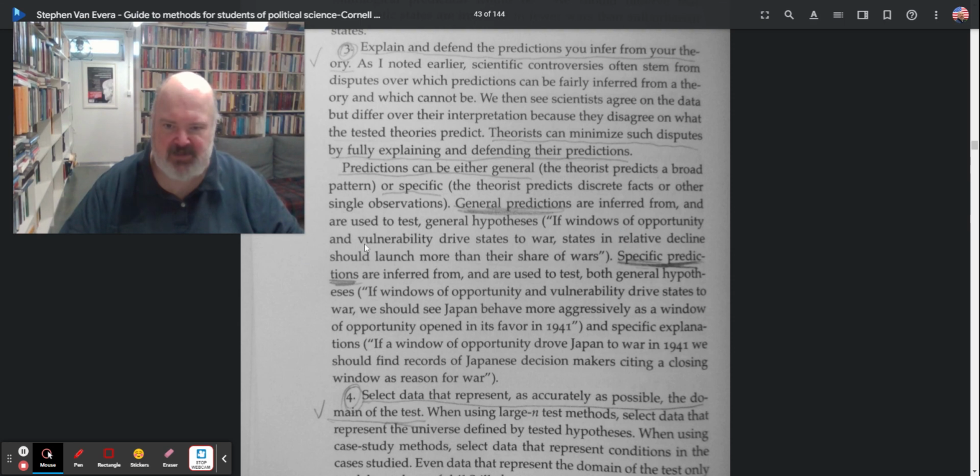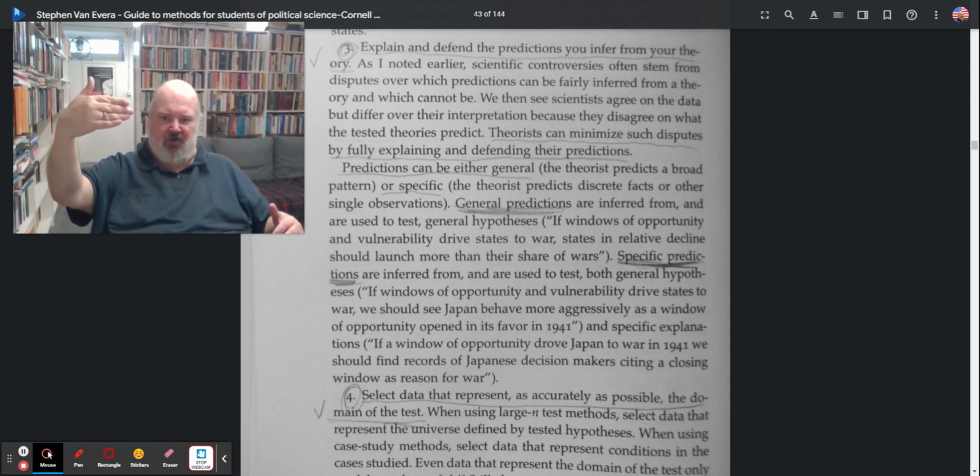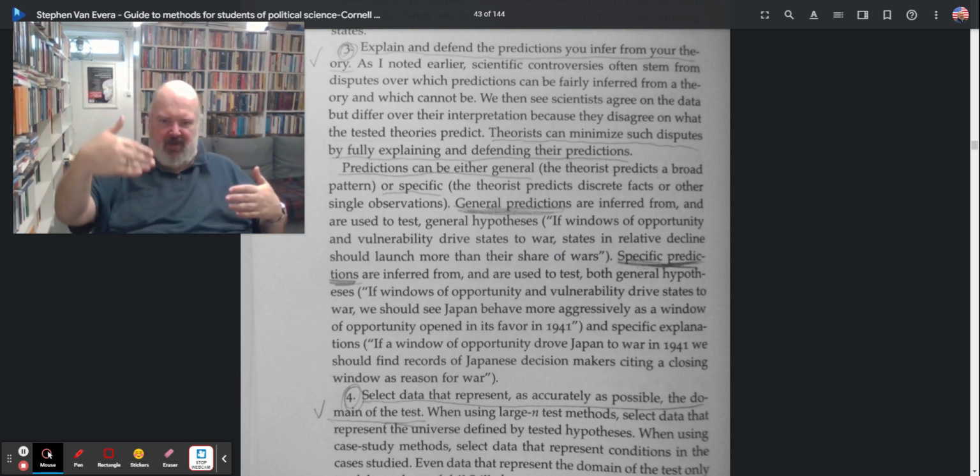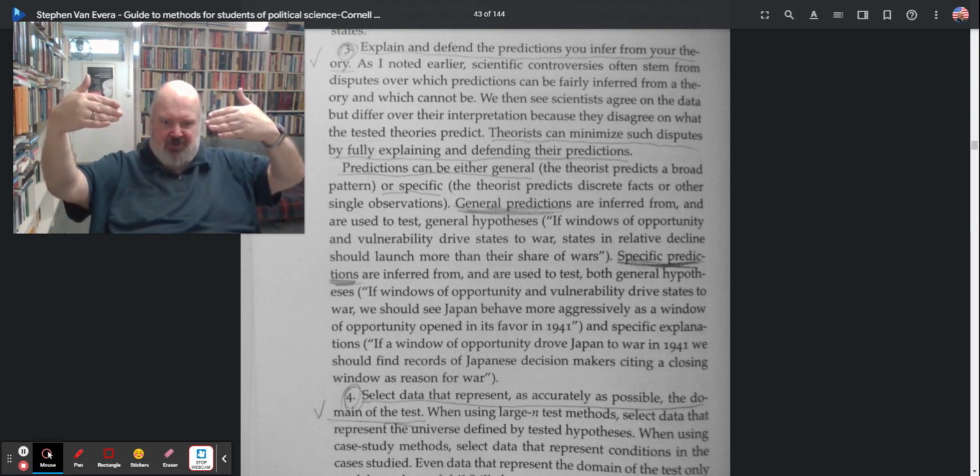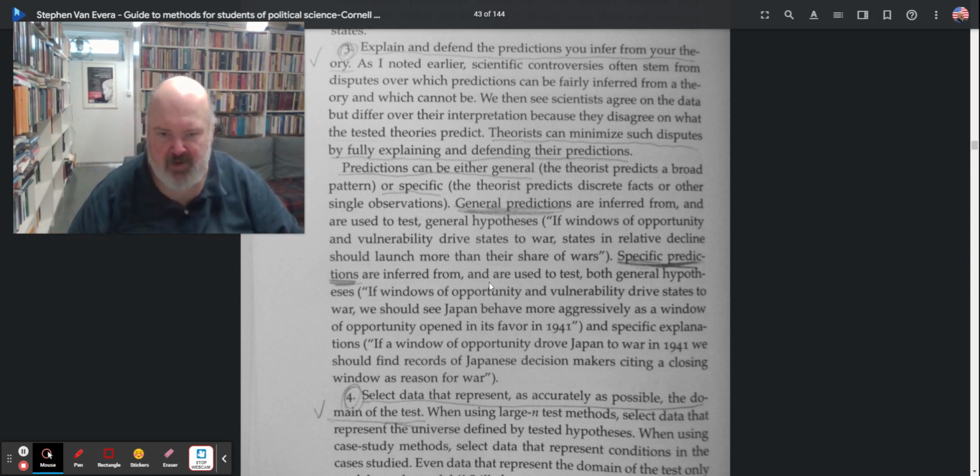If windows of opportunity and vulnerability drive states to war, states in relative decline launch more than their share of wars. So general predictions are inferred from and test the general hypothesis. Specific predictions are inferred from and are used to test both general hypotheses and specific explanations. If windows of opportunity and vulnerability drive states to war, we should see Japan behave more aggressively as a window of opportunity opened in its favor in 1941.